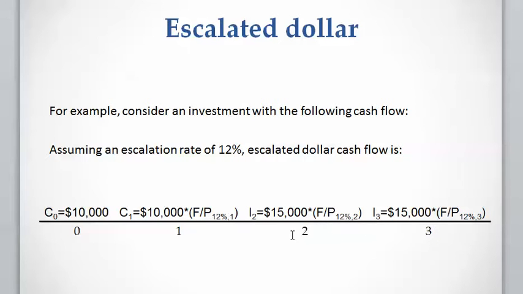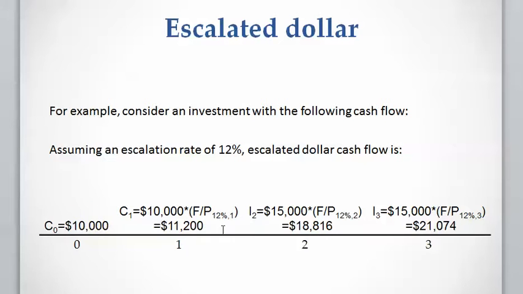So the $15,000 of income in year two is going to be compounded for 2 years at 12% escalation rate. And year three has to be compounded for 3 years at 12% escalation rate. And we calculate the result for each year. So the result is going to show us the escalated dollar cash flow considering the escalation rate of 12% for the original cash flow.